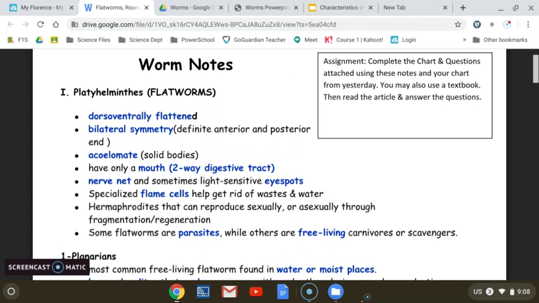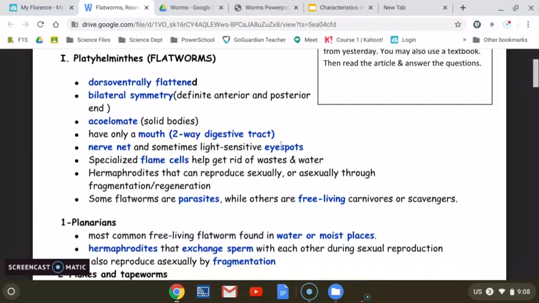They have solid bodies. They have a mouth, which is a two-way digestive tract. They have a nerve net and sometimes light-sensitive eye spots. They have specialized flame cells that help get rid of waste in water. They are hermaphrodites, which we talked about just a minute ago, which means they can reproduce sexually or asexually through fragmentation or regeneration. And some are parasites, while others are free-living.